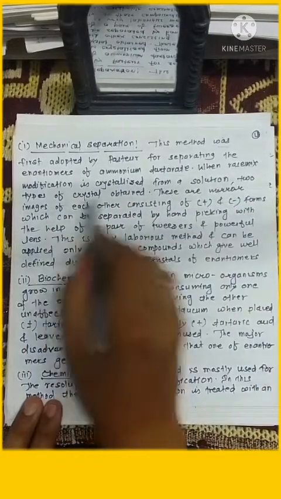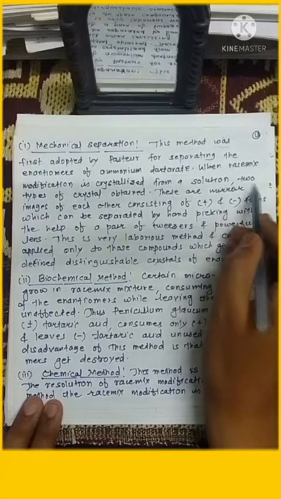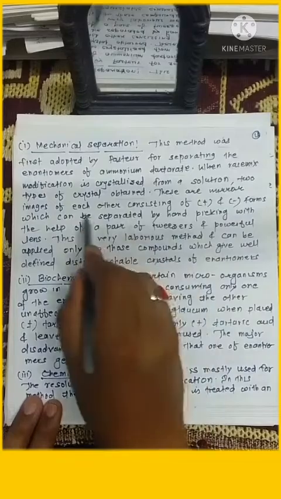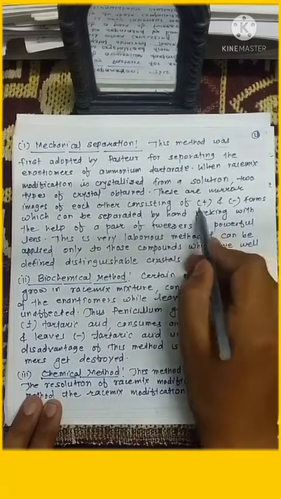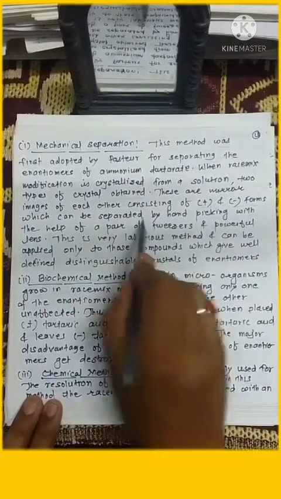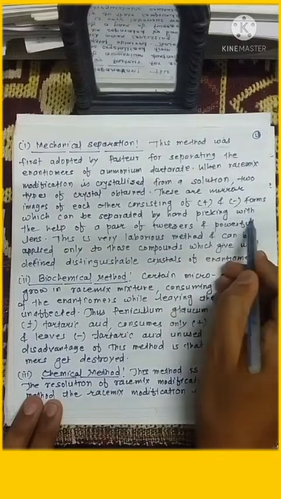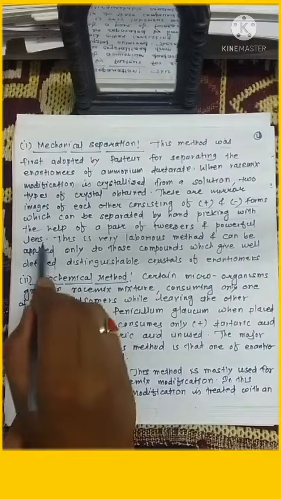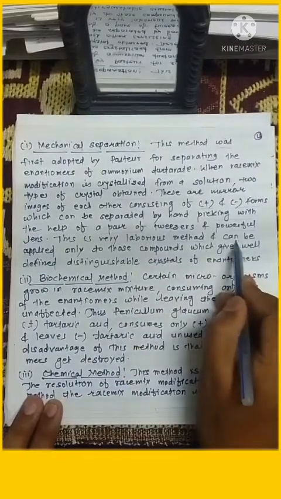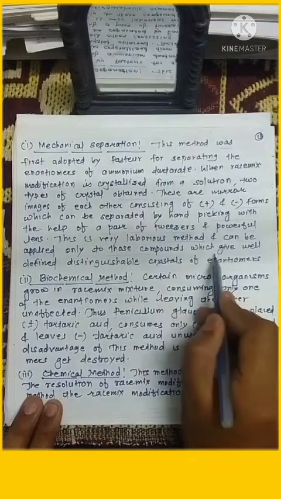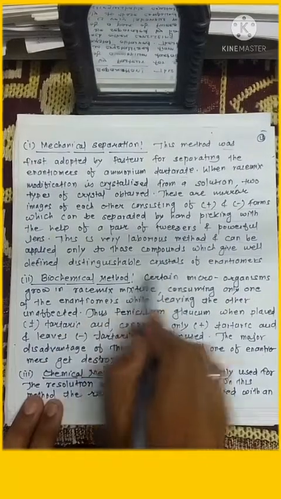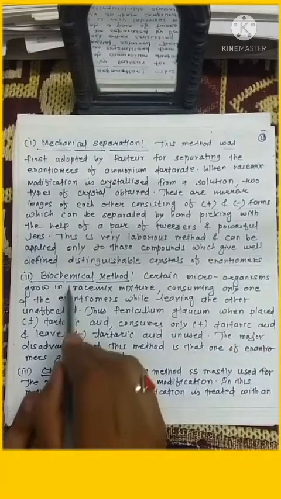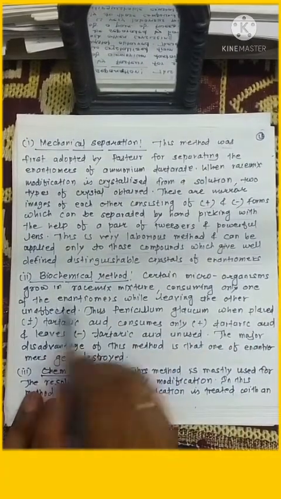When a racemic modification is crystallized from solution, two types of crystals are obtained. These are mirror images of each other, consisting of positive and negative forms, which can be separated by hand picking with the help of a pair of tweezers and a powerful lens. This is a very laborious method and can be applied only to those compounds which give well defined distinguishable crystals of enantiomers. Second one is the biochemical method.